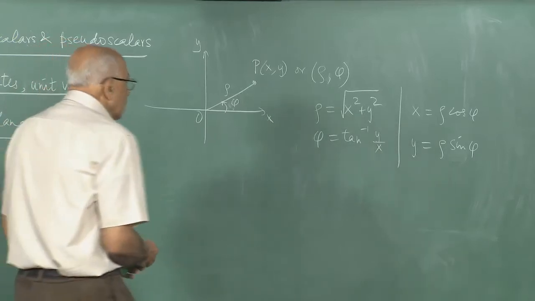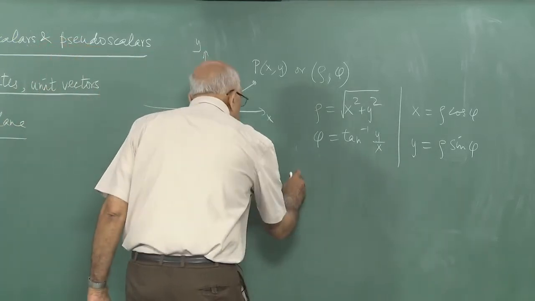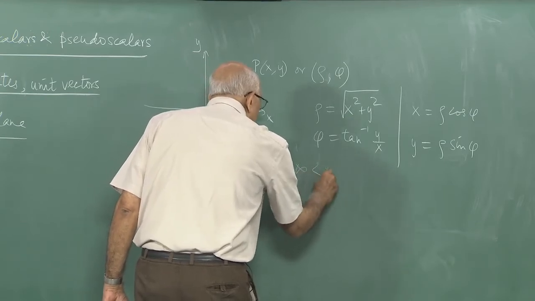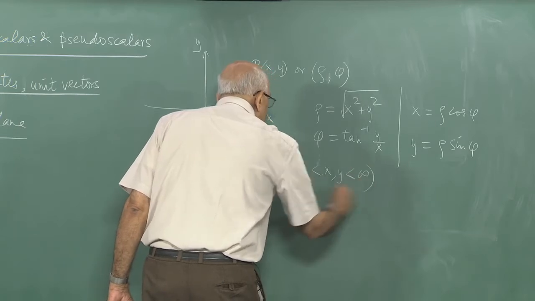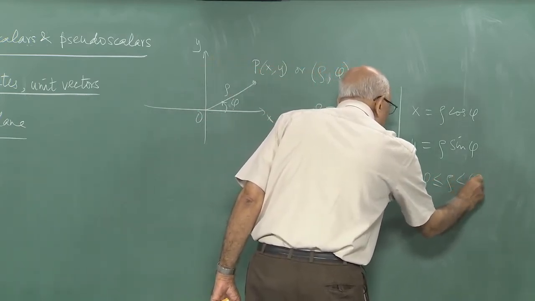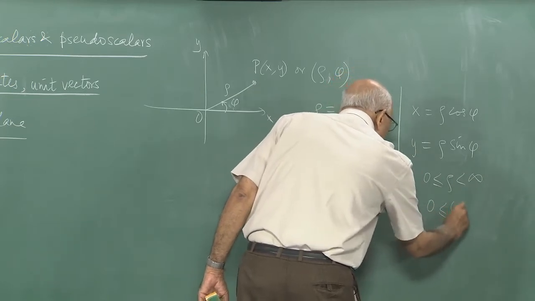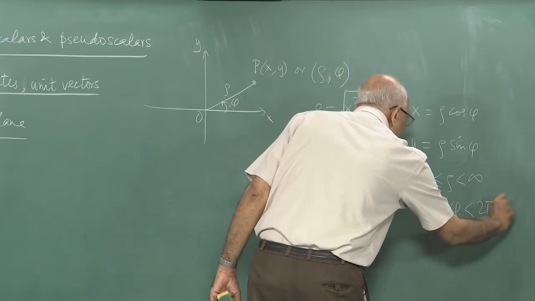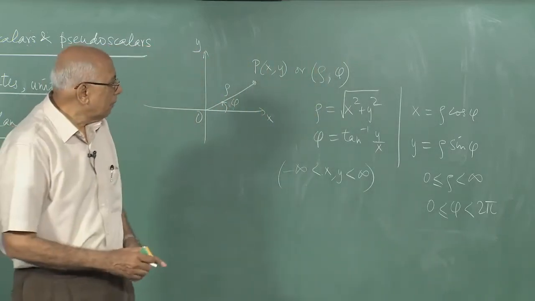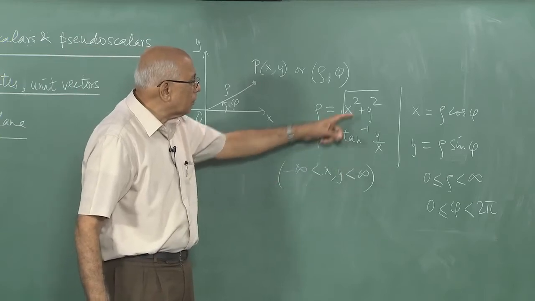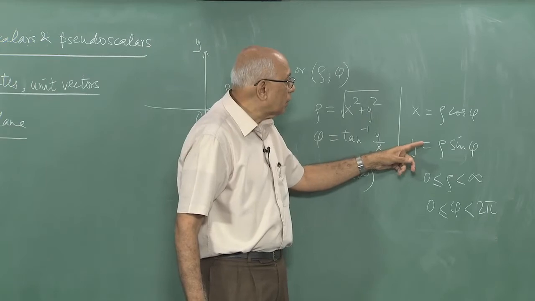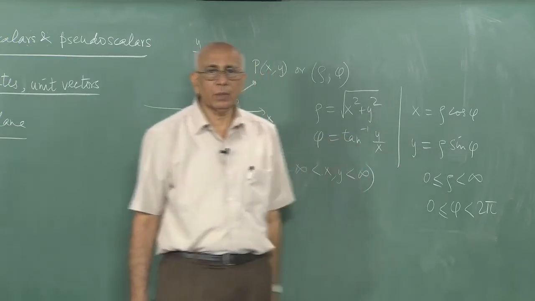Okay. Now what are the ranges of these variables? Well, minus infinity to infinity in the case of x and y, that translates here to 0 less than or equal to rho less than infinity, and 0 less than or equal to phi less than 2 pi, to make it single valued. So those were the ranges. These are the transformation formulas from Cartesian to polar coordinates, and these are the transformation formulas from polar coordinates to the Cartesians on this side.